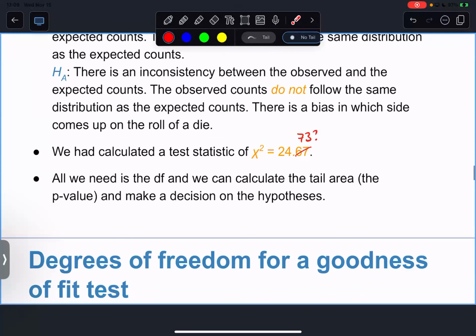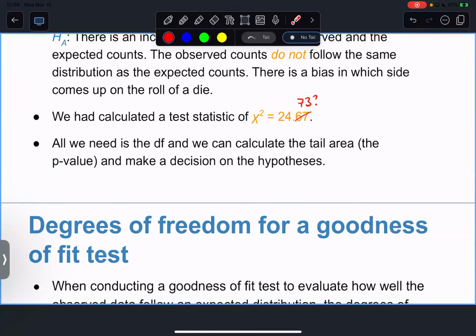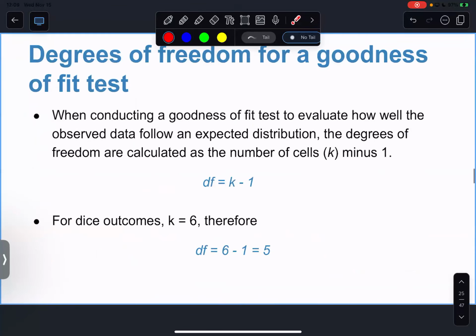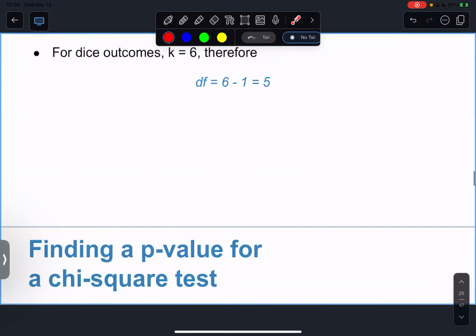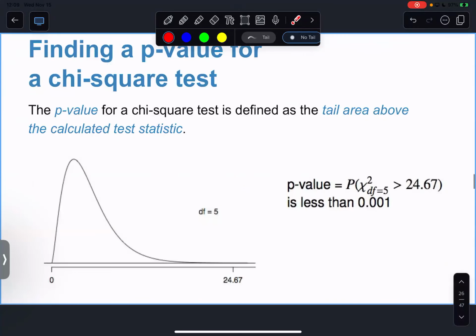Here they hold off until now to introduce how you find the degrees of freedom, but it's really not that hard. So that's why I gave it to you earlier. So the degrees of freedom is k minus 1, where k is the number of groups, categories, cells, doesn't matter. And so that's where we got our 5 degrees of freedom.